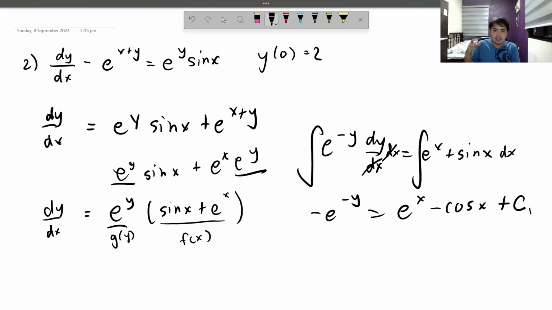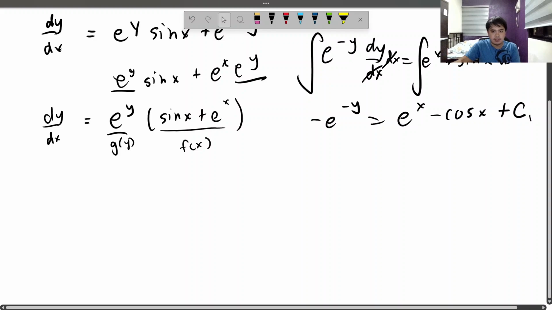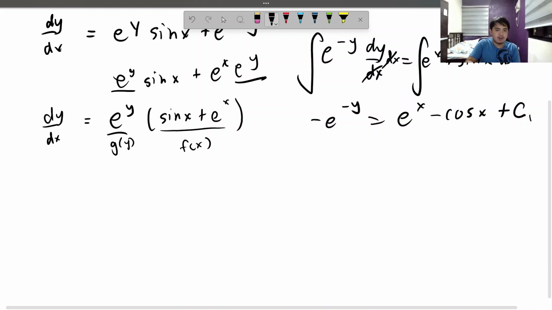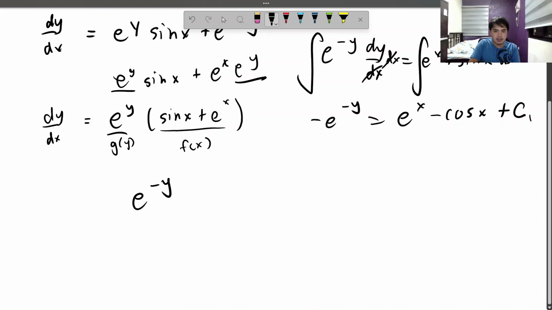Now, we can stop here, or we can isolate y. So how can we do that? First, let's multiply by negative 1. So we get e to the negative y equals negative e to the x plus cosine x plus, and a negative of a constant is still a constant, but it's another constant. So we call it c2.